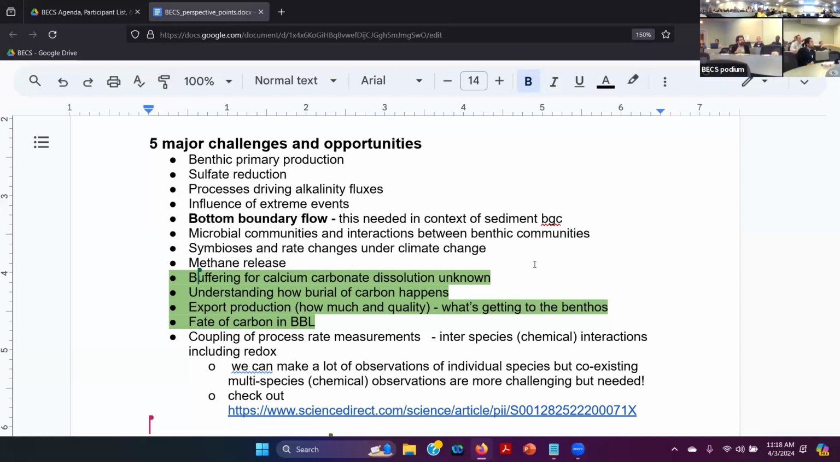Sorry, did I highlight those right? Yeah. Okay. Yeah, I would group them in something like highly reactive solid carbon phases.